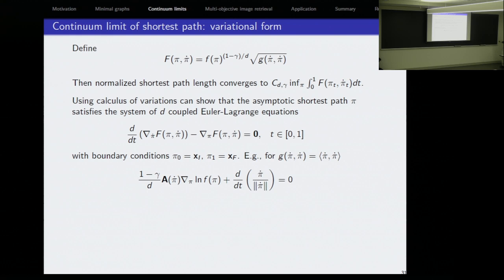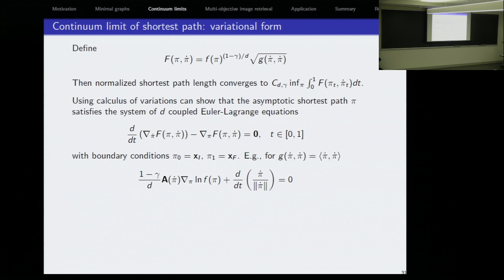substitute for pi of t, pi of t plus delta pi of t, do the expansions, and then when you take the limit as that delta pi of t goes to 0, or is arbitrary, you find that the shortest path pi, the one that achieves this minimum, has to satisfy a system of decoupled Euler-Lagrange equations. There are generally d of them, only d minus 1 linearly independent equations. So we have a time derivative of the gradient with respect to the derivative pi dot of the path of this f function, and then we have a spatial gradient relative to the path function itself. So this difference has to be equal to 0, and the boundary conditions, of course, are that the path has to start at the initial point and end at the final point.